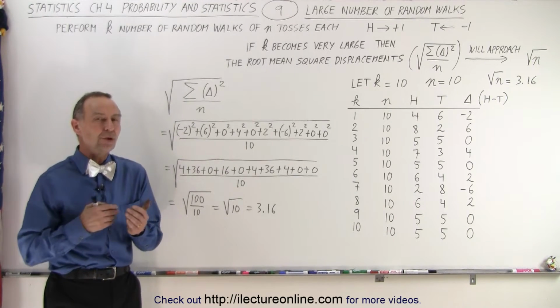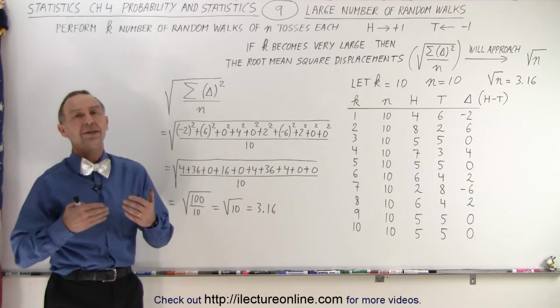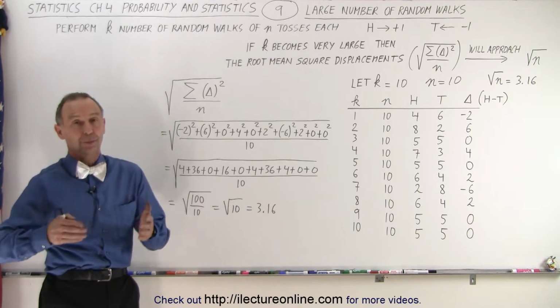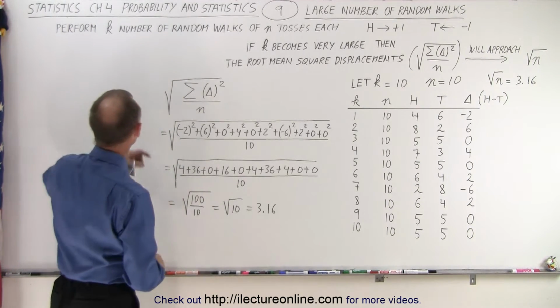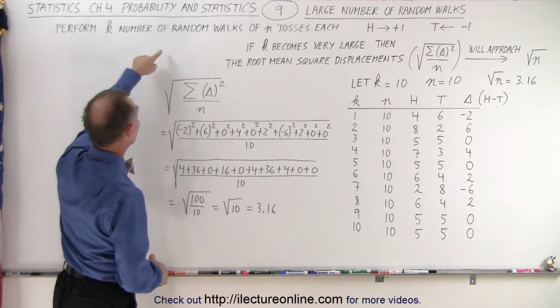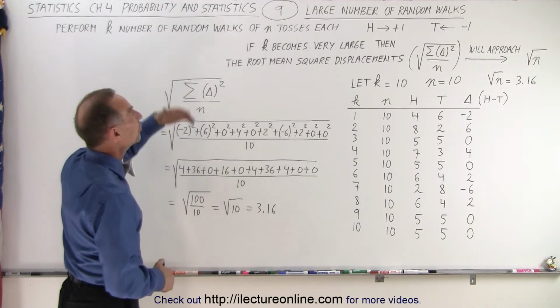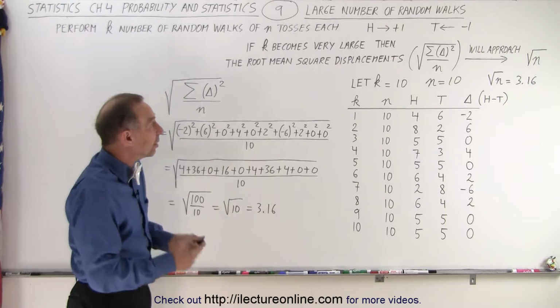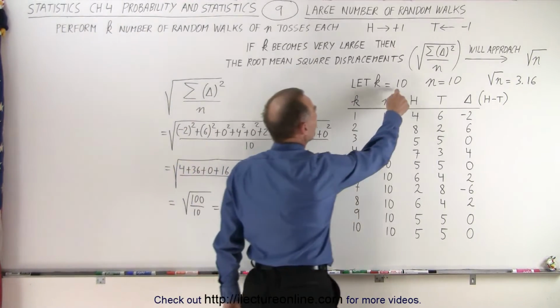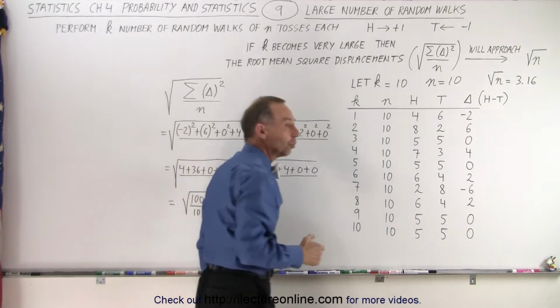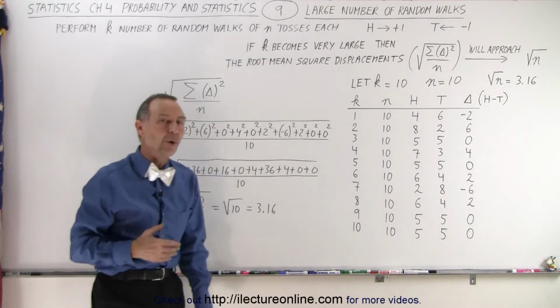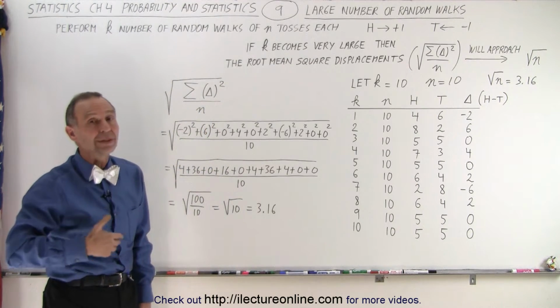So what happens when you do multiple random walks, each of a certain number of tosses? For example, we do k number of random walks of n tosses each. And let's say that in this example, we let k equals 10 and n equals 10. So we do 10 separate random walks. In each case, we do 10 tosses.